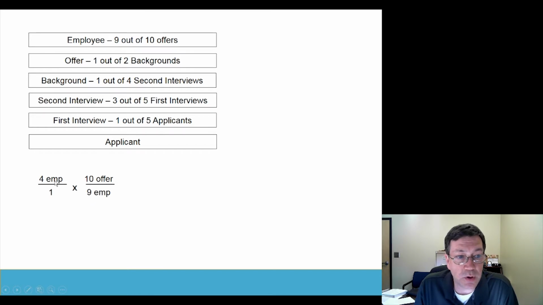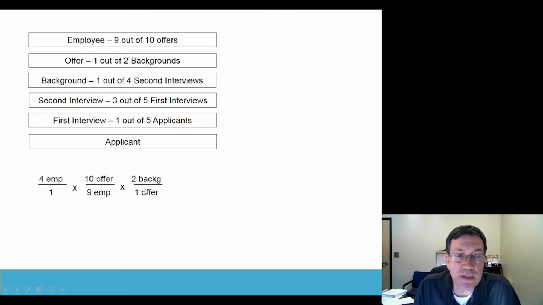Later, we're going to be able to cross out our employees because there's 1 on the top and 1 on the bottom. And that would leave us with offers. And we want to continue to build out our formula here by, again, continuing to alternate the numerators and the denominators. We know that offers needs to go from the top to the bottom so that it will cancel out. And the relationship that we're showing is offers to background checks, and it's a 1 to 2 relationship. You see up here we have the 1 to 2 relationship, and that's represented by a 1 to 2 here.